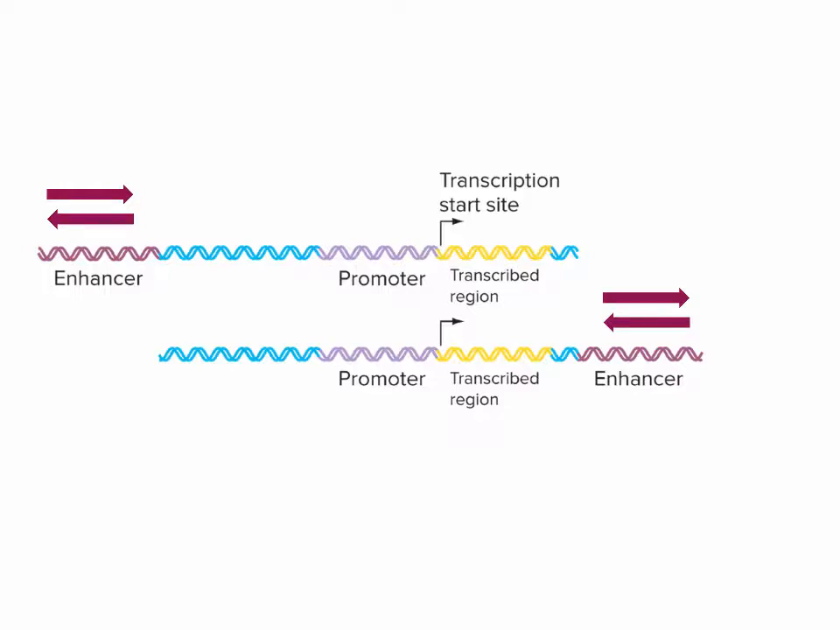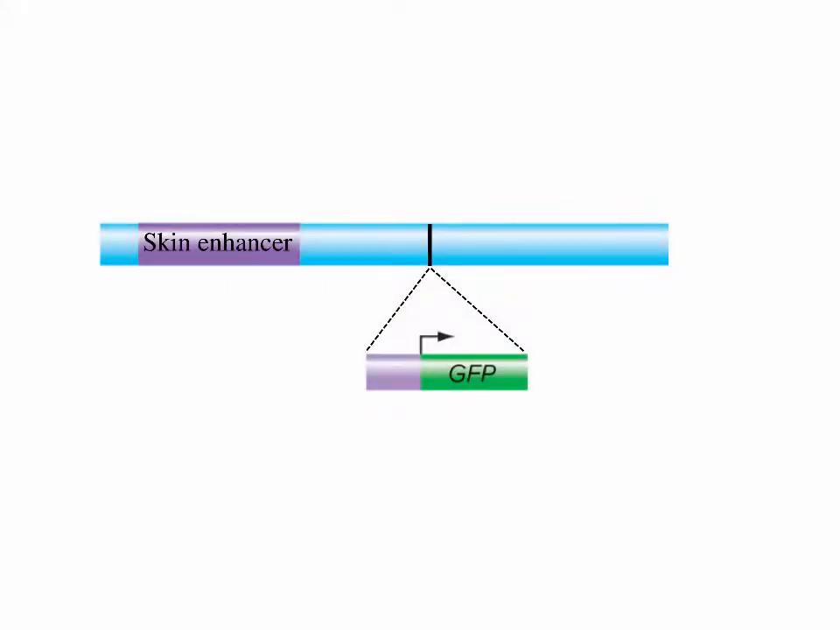Enhancer trapping is a method for identifying genes on the basis of their expression patterns. Suppose you're interested in finding genes involved in mouse skin development or function. Some of these genes will be transcribed specifically in the skin. You could make lines of transgenic mice, each of which has an enhancerless GFP reporter gene integrated into some random location in its genome. Rare lines will express GFP specifically in their skin.